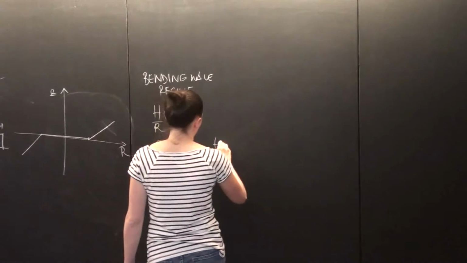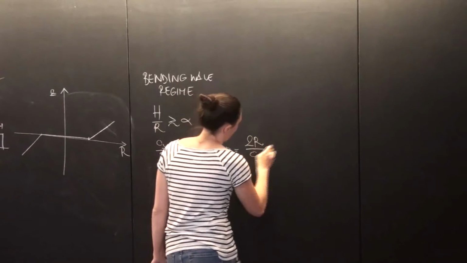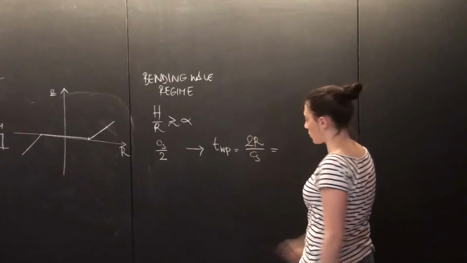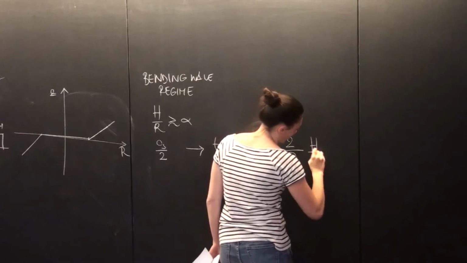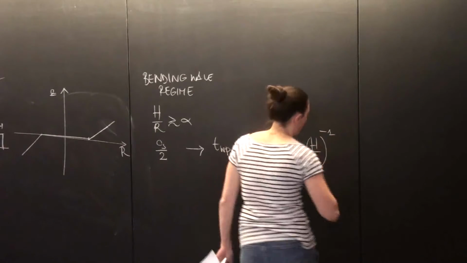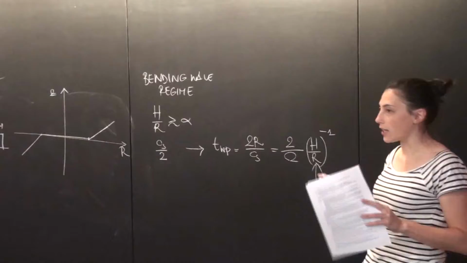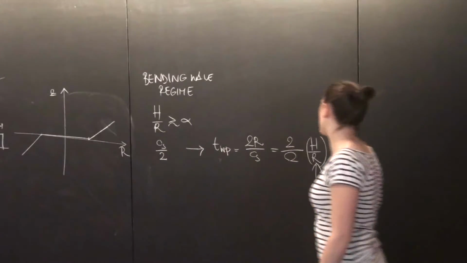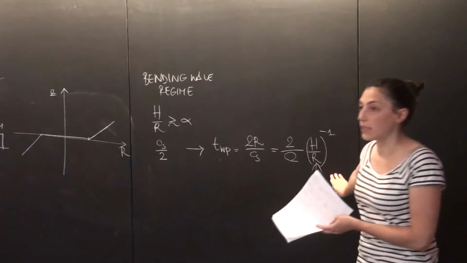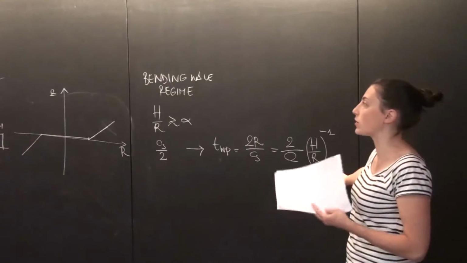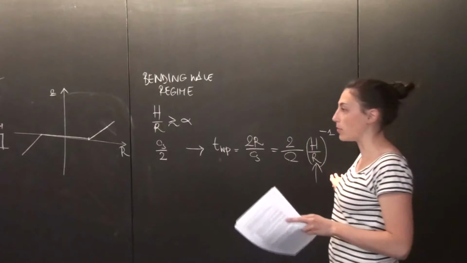So the warp propagation time scale is given by 2r divided by cs, which we can write as a function of the aspect ratio, giving 2 over omega, h over r to the minus 1. Since this number is relatively large, the warp propagation time scale can be short enough to allow the warp to propagate efficiently inside the disk. So each ring of the disk will precess with exactly the same frequency. So the accretion disk will precess as a rigid body around the black hole.